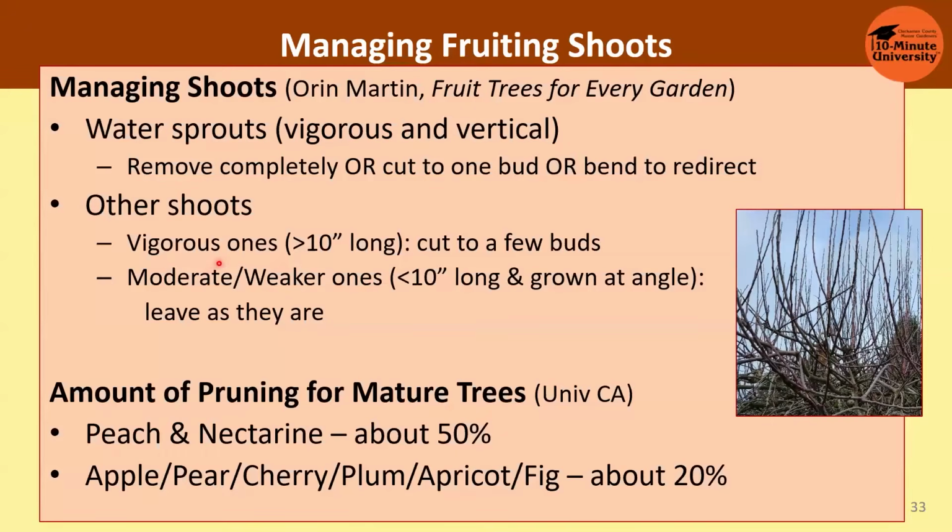So if a shoot had grown quite a lot, 10 inches or more last season, you shorten it to just a few buds, two, three, four, you decide. And if you have a shoot that's moderate or weaker, and by that I mean it didn't grow that much, and it's also growing at an angle, then you can leave them alone and they will be productive on their own.